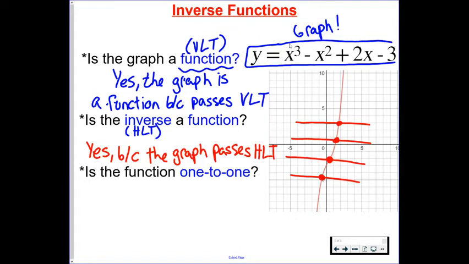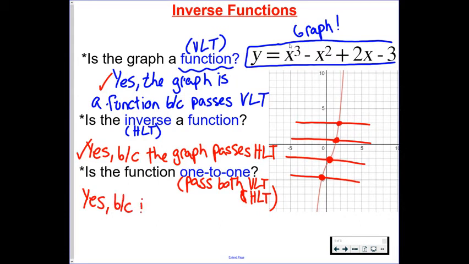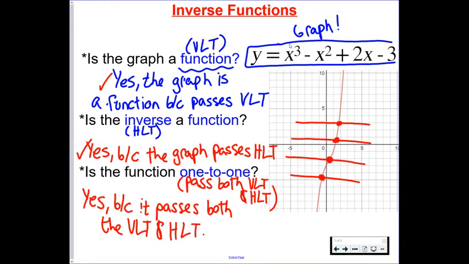Our last question, is the function one-to-one? Remember, for a function to be one-to-one, it has to pass both of those tests, both the vertical line test and the horizontal line test. Since our function passed the vertical line test and the horizontal line test, we can conclude that yes, the graph is one-to-one because it passes both the vertical line test and the horizontal line test.